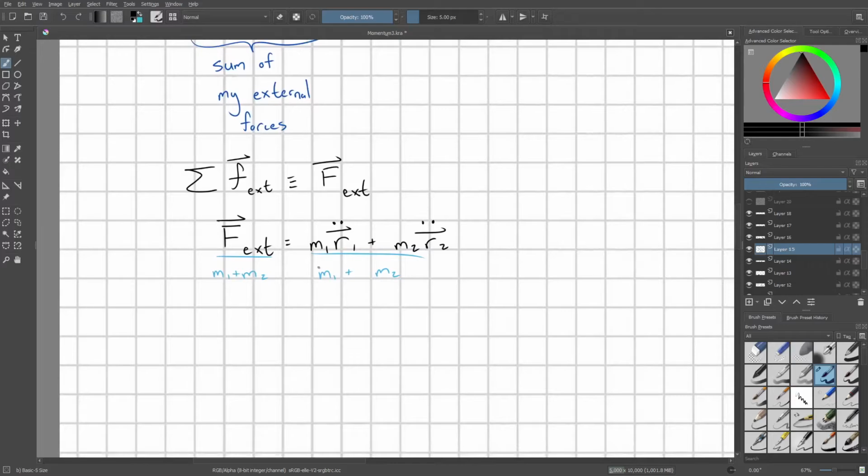Next, I go ahead and divide both sides of my equation by M1 plus M2. And then, if you remember from the last video, this guy on the right here is the definition of the acceleration of my center of mass. In that video, we talk a lot more about how we define center of mass and show that we can take its derivative to show that this definition is true.